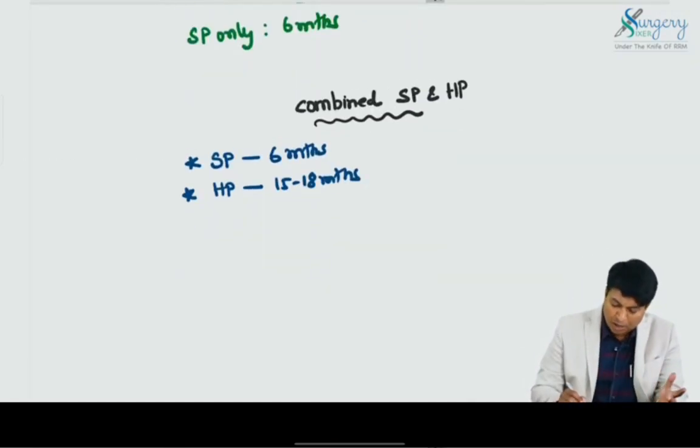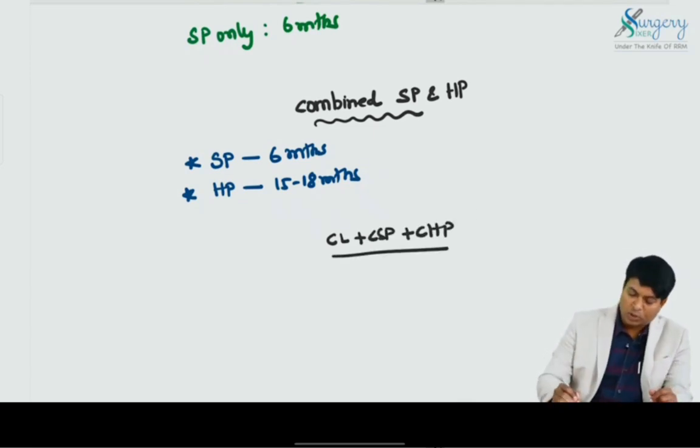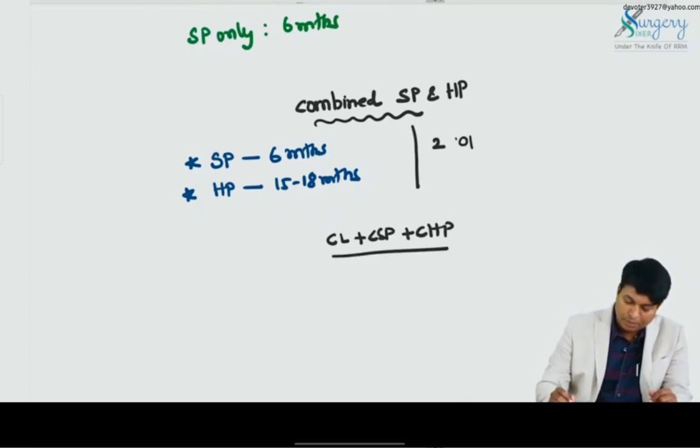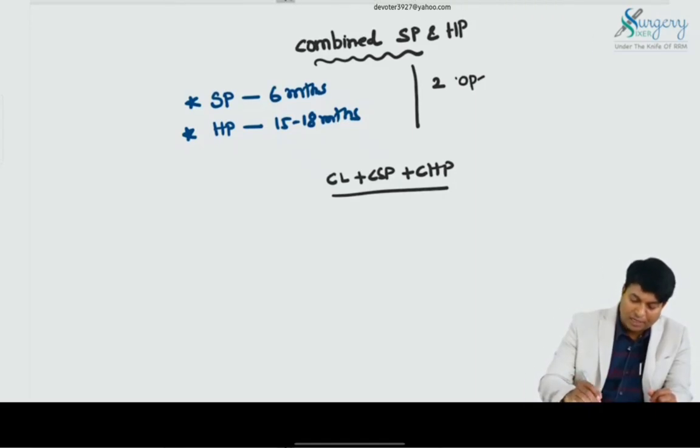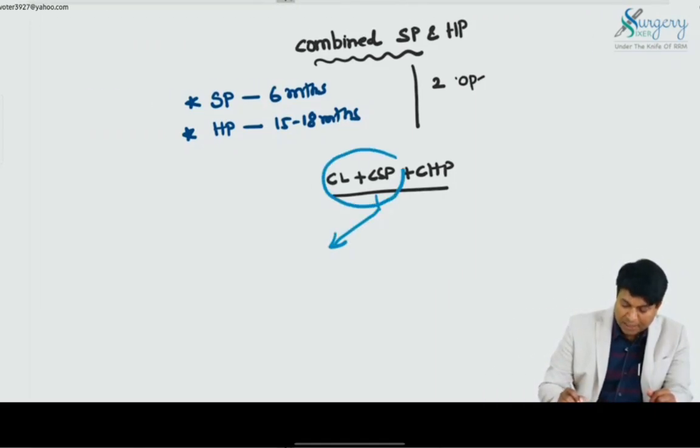If there is combined cleft lip plus cleft soft palate plus cleft hard palate, how many operations will I do? For cleft lip with cleft soft palate with cleft hard palate, I will do 2 operations. Cleft lip and cleft soft palate are operated at 6 months. Cleft hard palate is operated at usually 15 to 18 months.